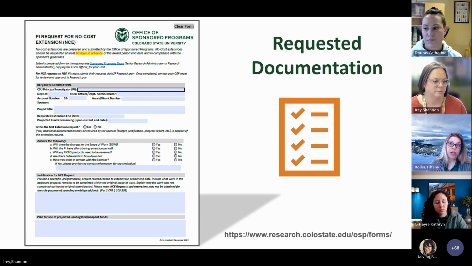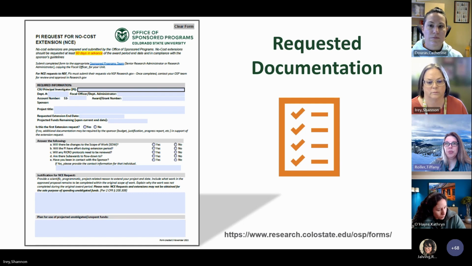So the general information on the form is the PI's name, department, who's the FO, who's the sponsor, what are the award numbers, what is your requested expiration date, justification, and as we mentioned, the amount of anticipated funds after commitments, and what's your plan for use.